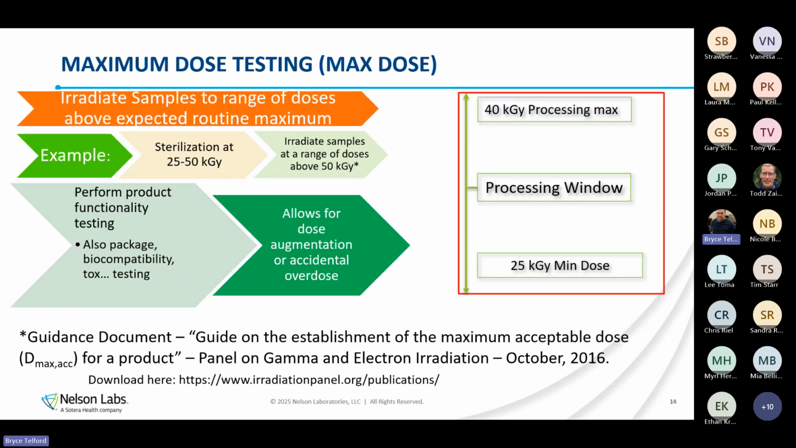So let's talk about that dose uniformity ratio and our dose range. That brings us to our maximum dose testing, or max dose testing. Throughout all of radiation, we're going to talk a lot about dose, and we talk about min dose and max dose and verification dose and delivered dose. So let's bring that together in a bit of a visual manner in order to understand that.